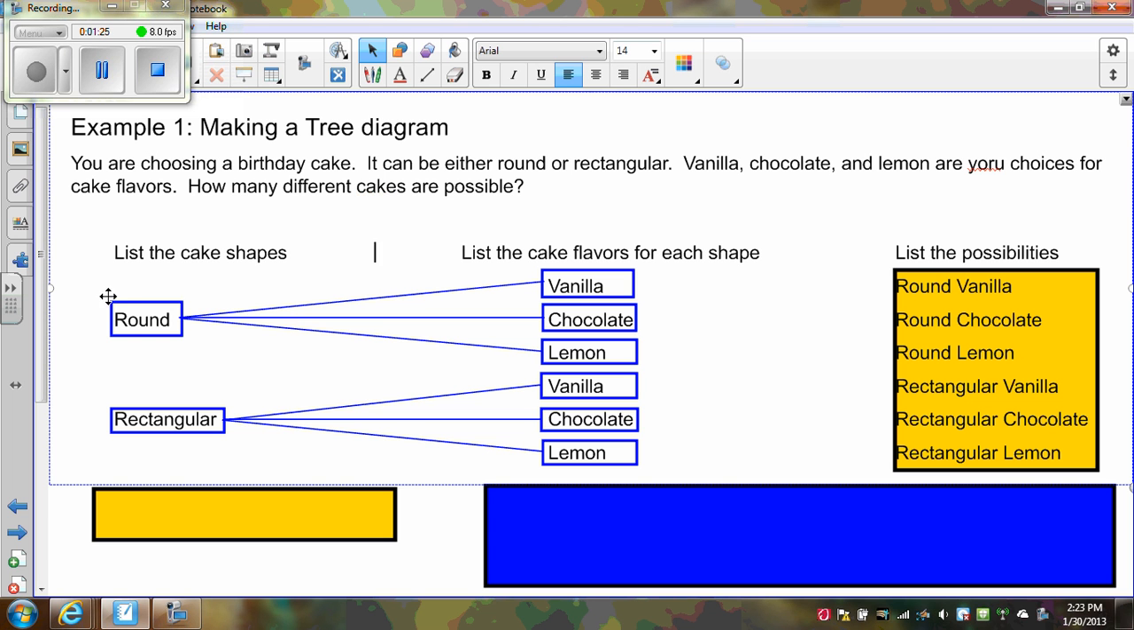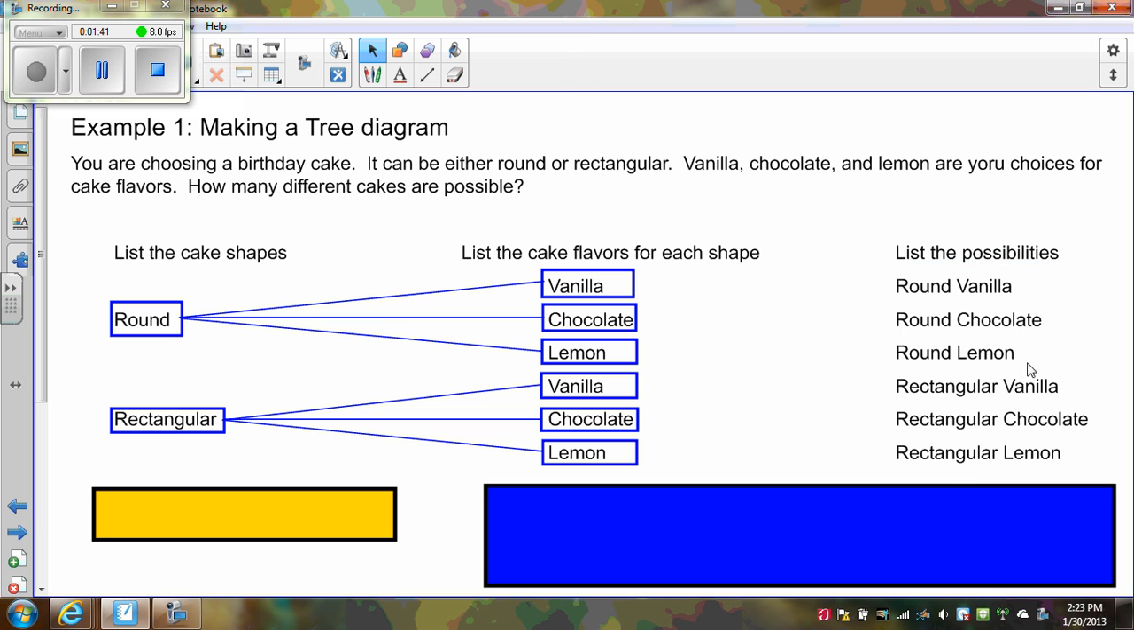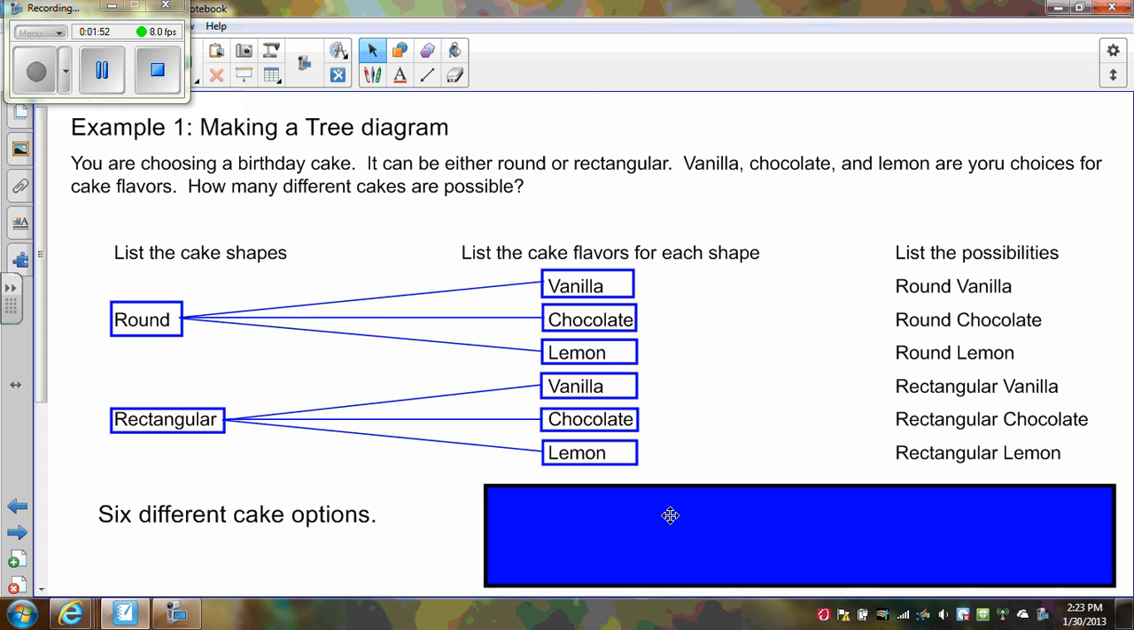First in our tree, we would put our round and rectangular cake shapes. From the round, we can have 3 different flavors: vanilla, chocolate, or lemon. And we can have the same for the rectangular: vanilla, chocolate, or lemon. Now we can list all of our possibilities: round vanilla, round chocolate, round lemon, rectangular vanilla, rectangular chocolate, rectangular lemon. So that leaves us with 6 different cake options.